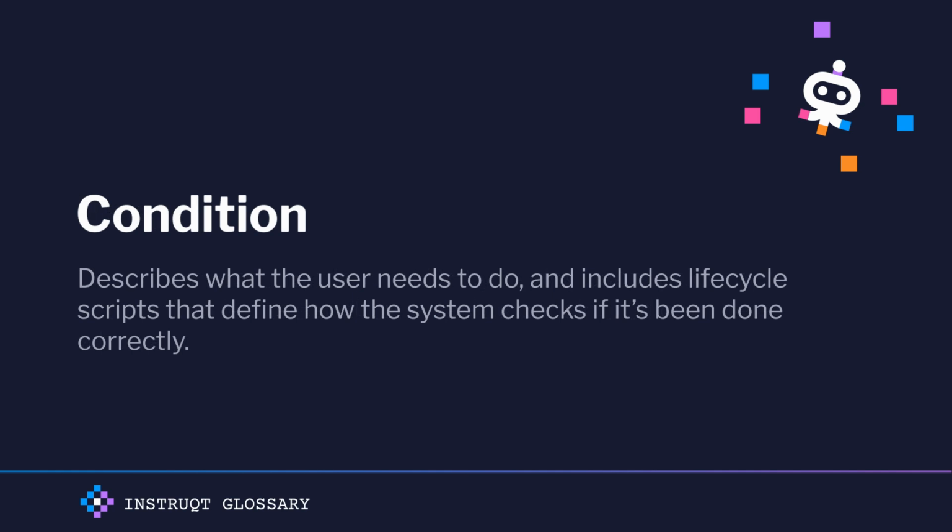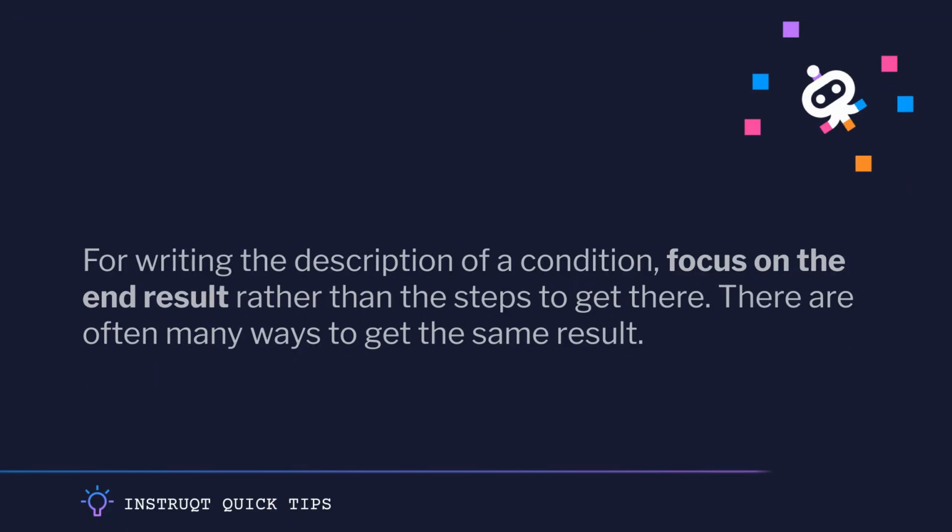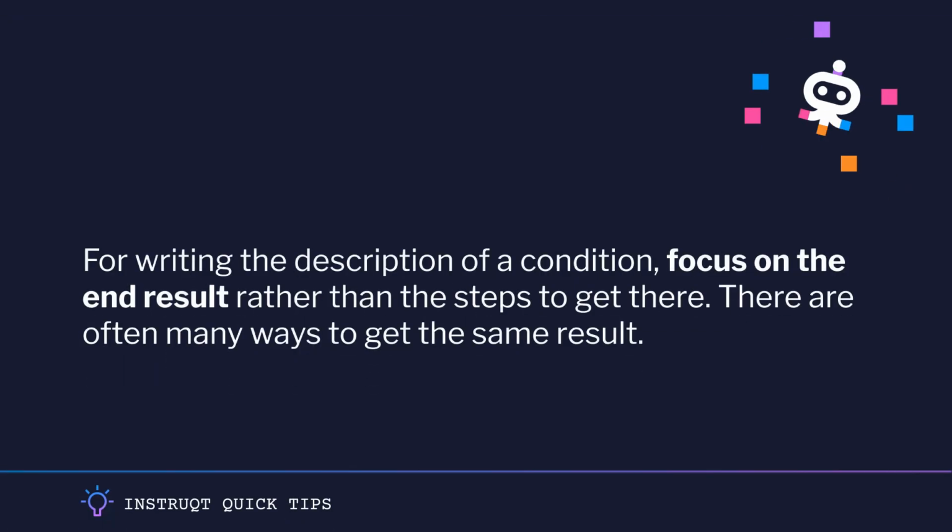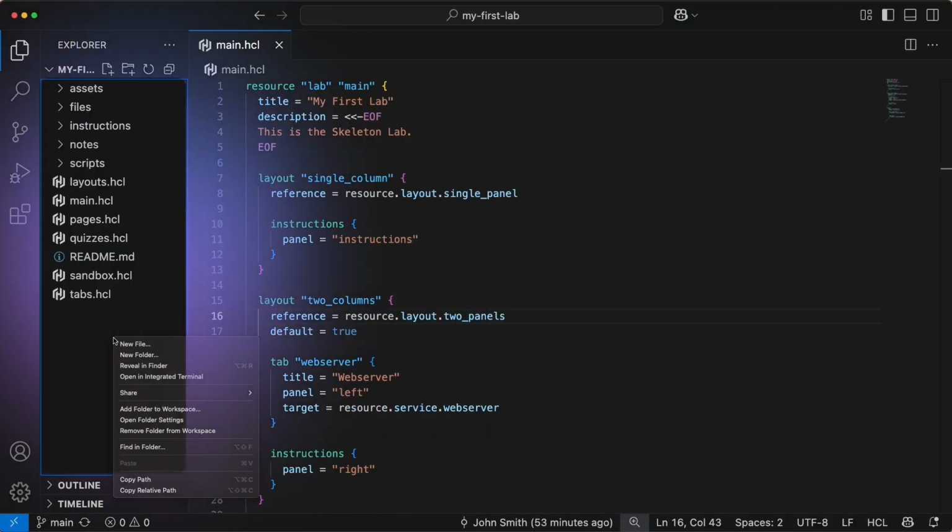Each condition describes what the user needs to do and includes lifecycle scripts that define how the system checks if it's been done correctly. For writing the description of a condition, focus on the end result that you want, rather than the steps to get there, because there are often many ways to get the same result. Now let's try applying this to our lab.